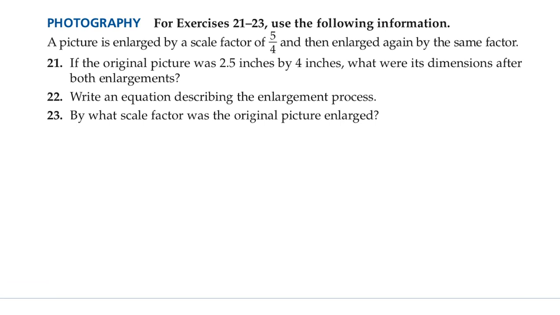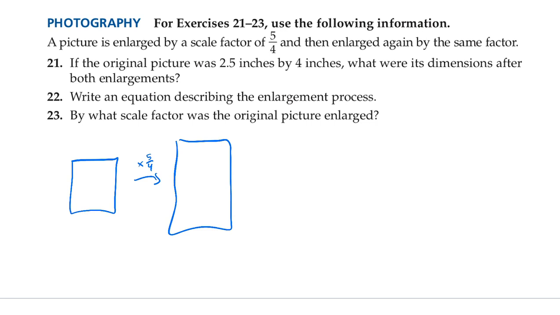All right, use the following information. A picture is enlarged by a scale factor of 4 to 5. So we have this, and then all of a sudden we multiply all the sides by 5/4. It's a little bigger. And then it says it's enlarged again. So we multiply it by 5/4 again, and it's even bigger. All right. So if the original picture was 2.5 inches by 4 inches, what were the dimensions after both enlargements?